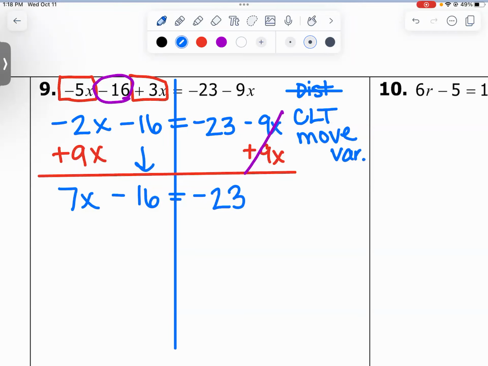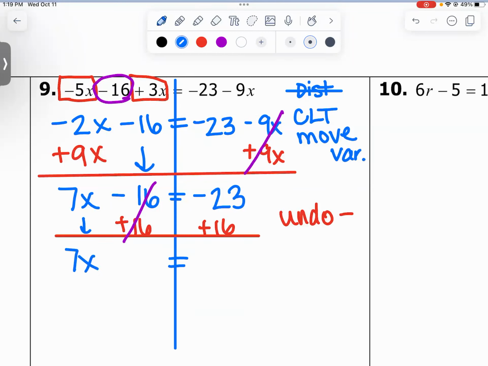Okay. Madison, what's our next step? Good, we need to undo our subtraction by adding 16 to both sides. Okay, the minus 16 plus 16 are going to undo each other. We have our 7x. What do we have over here? Negative 7. That is awfully convenient, right?